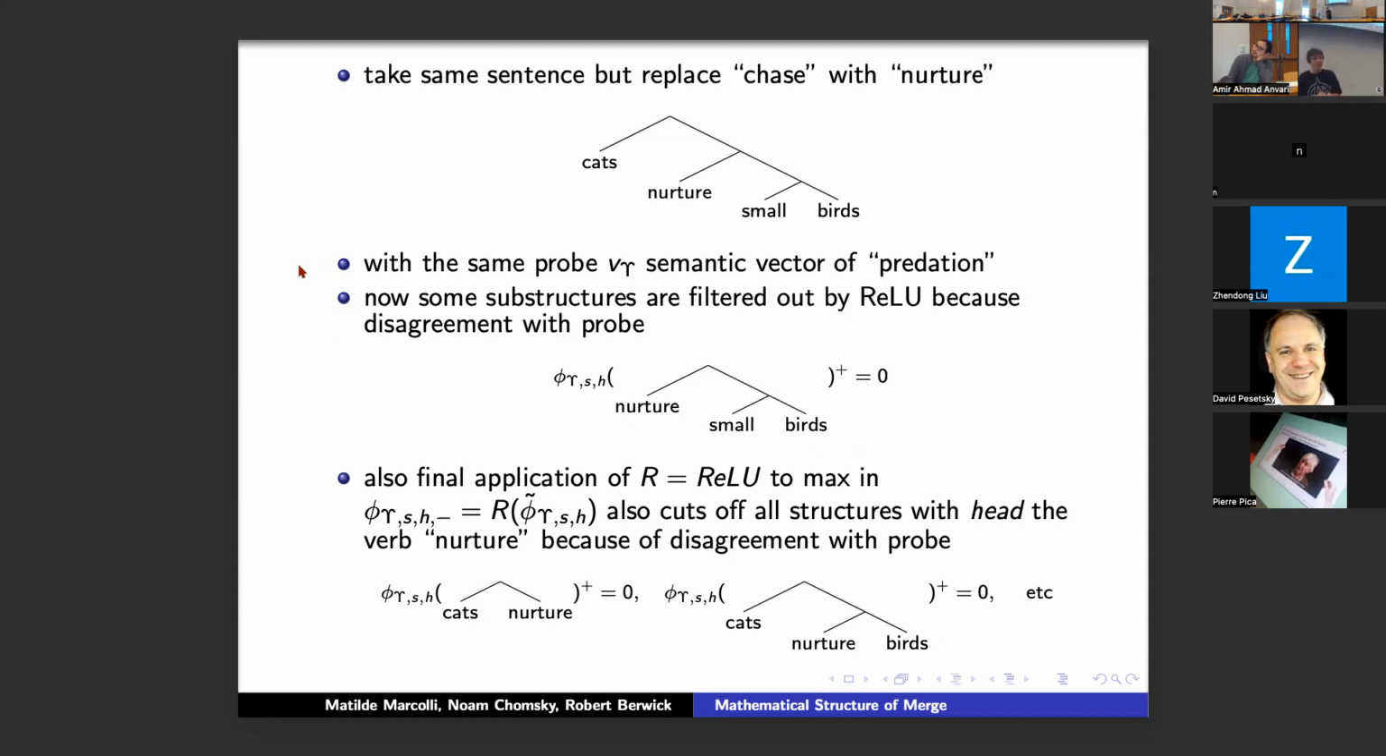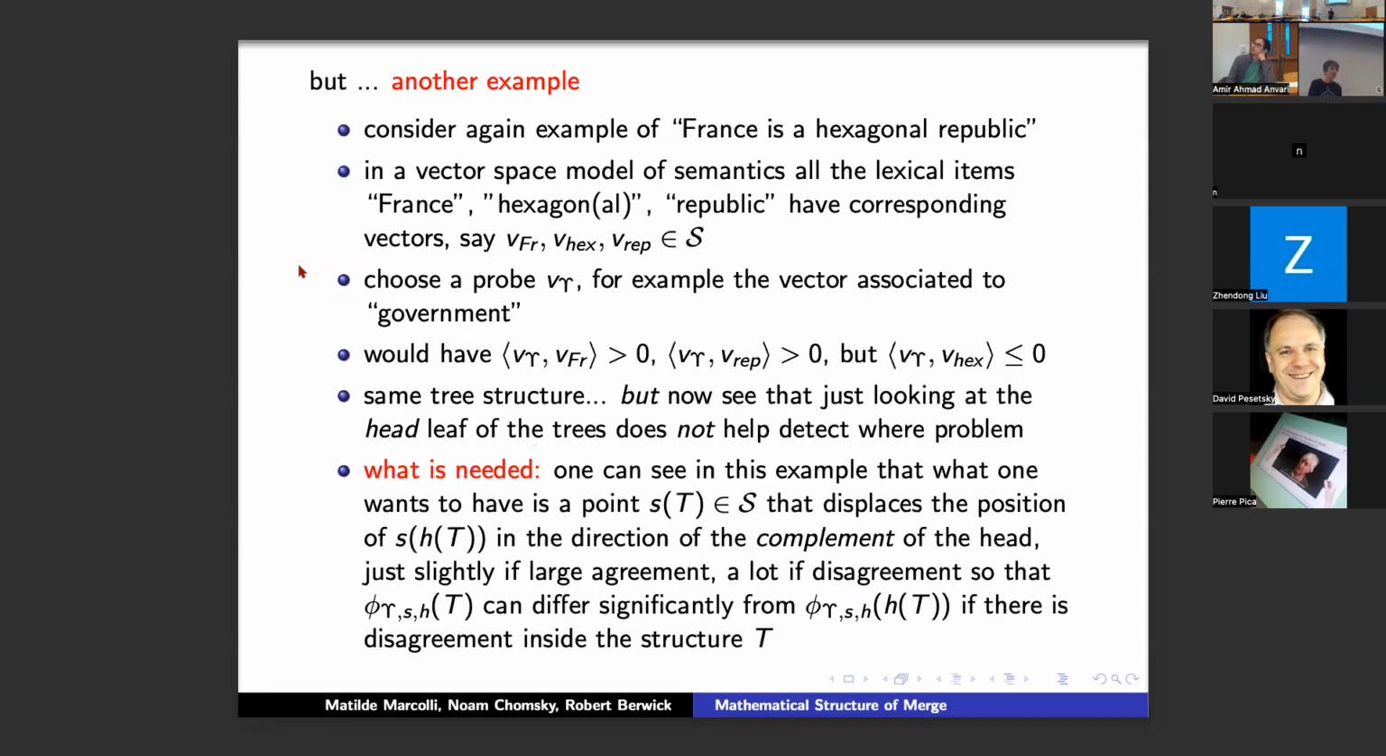Of course I've chosen this example in a very simple way, so that this simple thing of checking agreement using the head of the subtrees is giving you something. But it's easy to cook up an example where you can see that just following what the head does is not the right thing to do. For example, if I come back to the example that I was mentioning last time, France is a hexagonal republic, you can use the same idea: you take a probe, for example, the notion of government, and that will be okay with France as a republic, but it will not be okay with hexagonal republic because hexagonal doesn't have a high agreement with the notion of government.